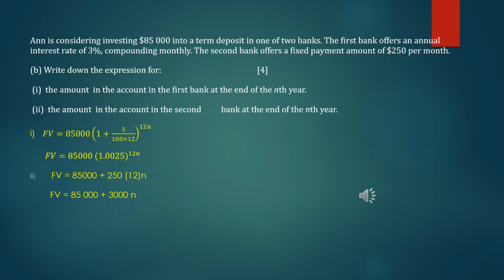We are looking for the future value. So for the first problem, it's equal to 85,000 multiplied by (1 plus 3 over 100 times 12) raised to 12n. Or we can simplify this as 85,000 times 1.0025 raised to 12n. For the second bank, the future value will be 85,000 plus 250 times 12 times n, or the simplified form of this, which is equal to 85,000 plus 3,000n.